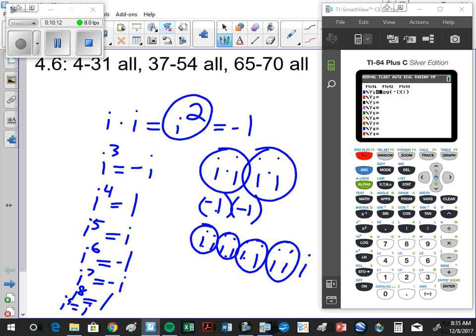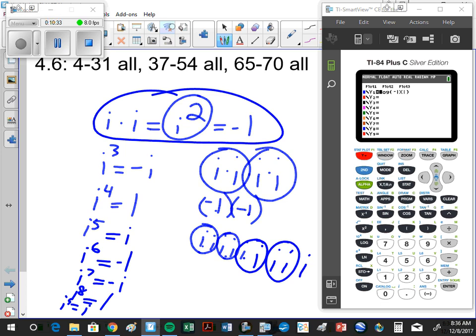Right? And that pattern continues forever. i, negative 1, negative i, 1, i, negative 1, negative i, 1, and so on. Okay, now we really don't need all of those. All we really need is this one. If we know that rule, then we can figure out all of the others.